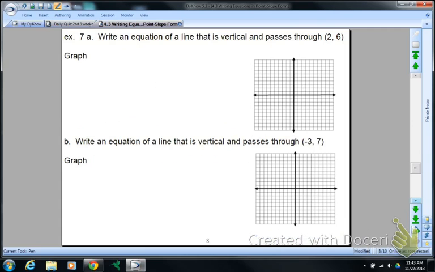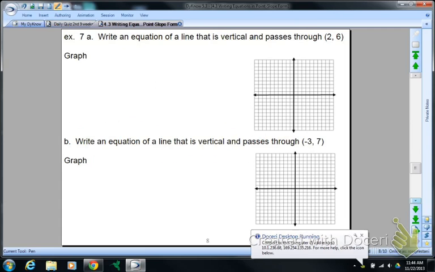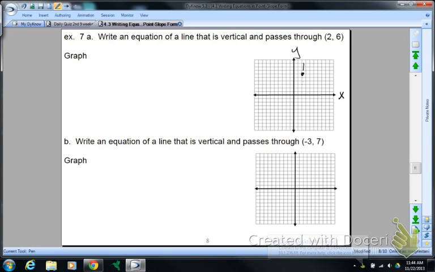Example 7. Go ahead and copy example 7a and 7b. Okay, let's first graph this. (2, 6). And it's a vertical line. Oh, my goodness, I can't draw a vertical line. It's a vertical line. It goes up and down.